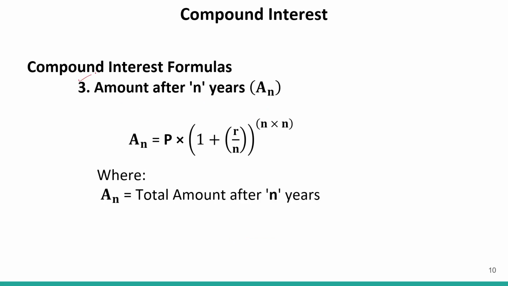Let's see the third kind of formula, that is the amount after n years. An is equal to P into (1 plus r by n) whole power n into n. So t becomes n, so it becomes n square. So this will be P into (1 plus r by n) whole power n square. If it is compounded annually, then it will become (1 plus r) whole power n, where An is the total amount after n years.